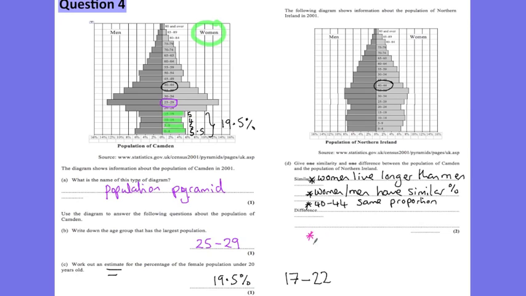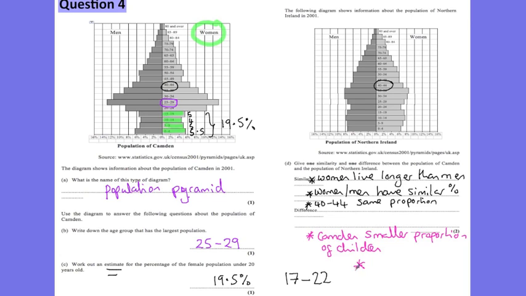So one of the main differences you can see already is that in Camden, there is a smaller proportion of children. And you can say that in another way by saying that it's consistent in Northern Ireland or similar to the other age groups.